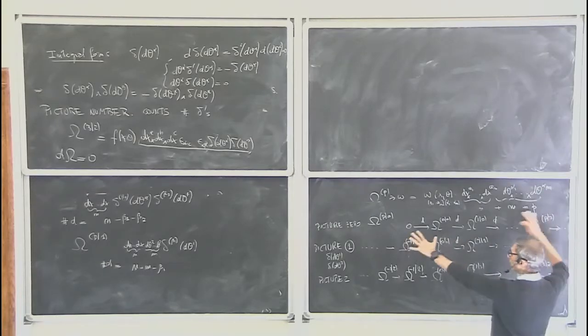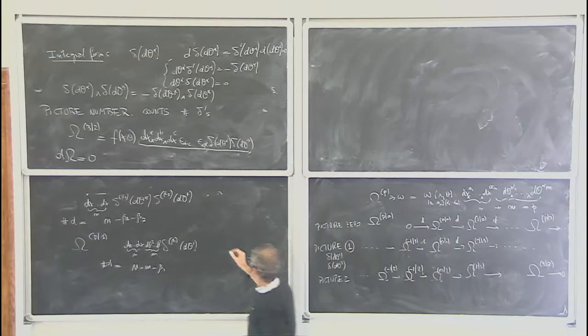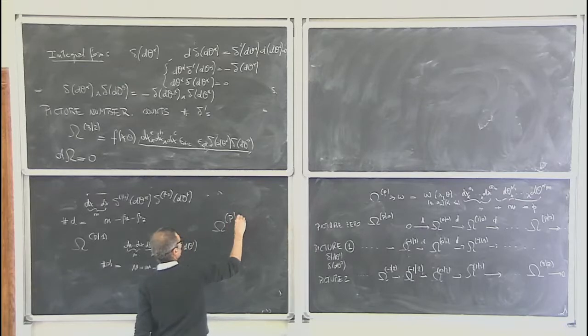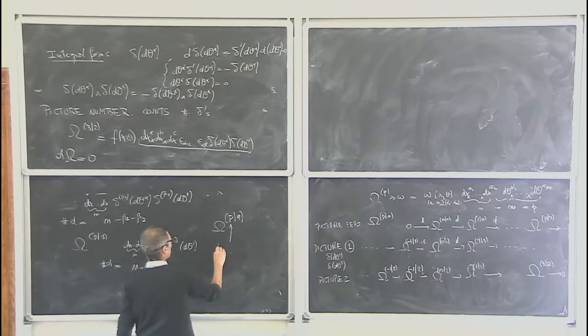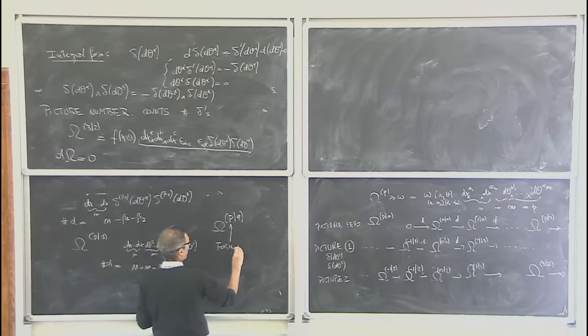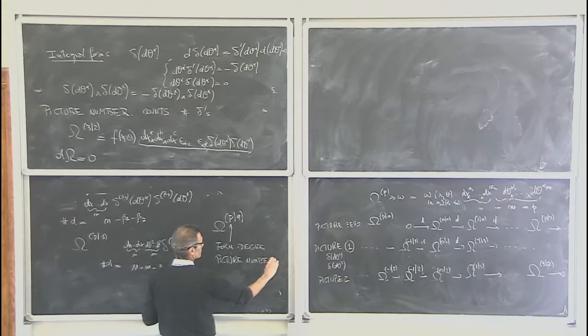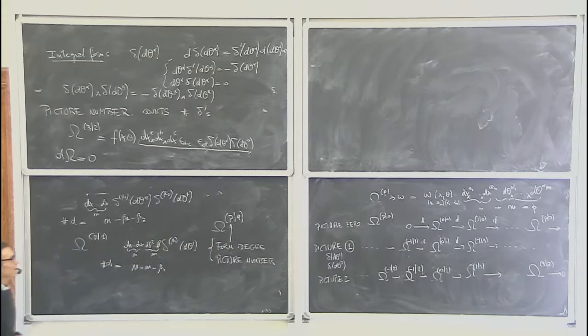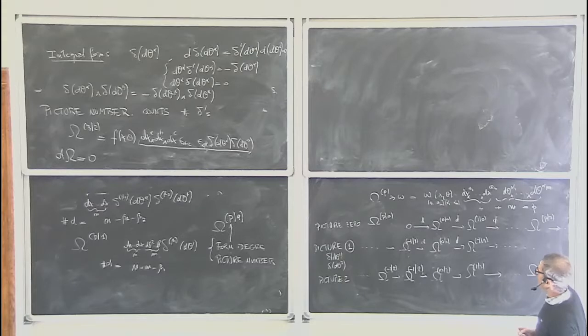So this full complex of forms is now parameterized by two numbers. This is just the form degree, and the other one is known as the picture number. It's parameterized completely. Now, the fact that it is called picture number reminds us of the picture number in string theory, and indeed it is very similar. I will tell you why this is so.